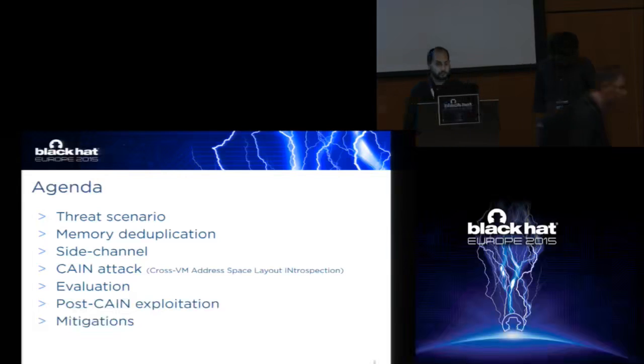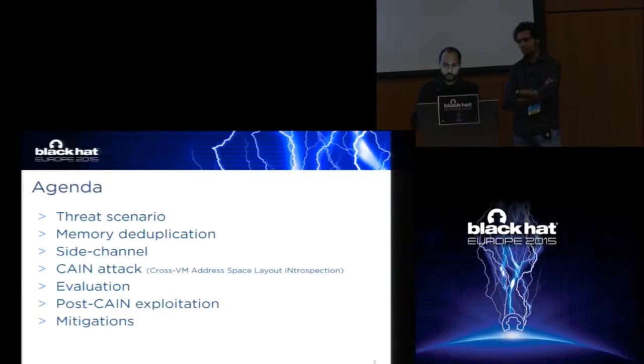The outline of the briefing looks as follows. We will first talk a little bit about the threat scenario, so actually the starting point of the attack and what we assume the attacker already has. We'll then look into memory deduplication, the root of all evil in that case that makes the attack possible, and then at the side channel that we're going to exploit. Then we present the attack called CAIN, Cross-VM Address-Based Layout Randomization. We'll show you some evaluation results of the proof of concept that we implemented. And then we talk a little bit about what an attacker actually can do after he used CAIN, and look at some mitigations.